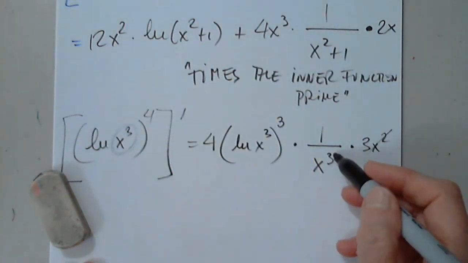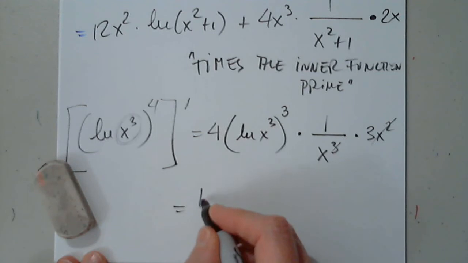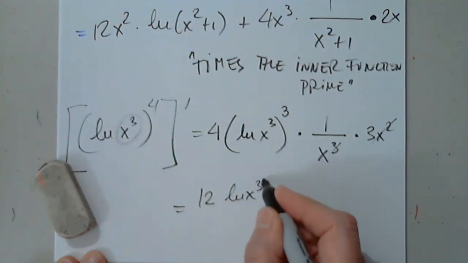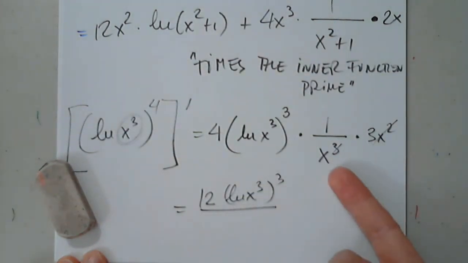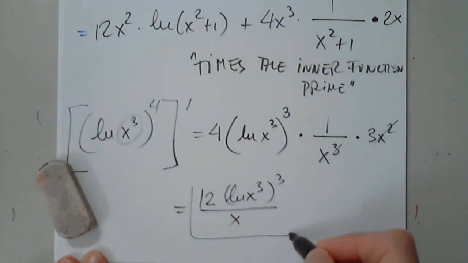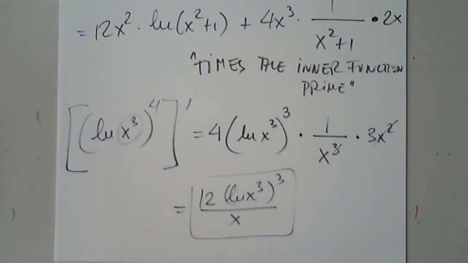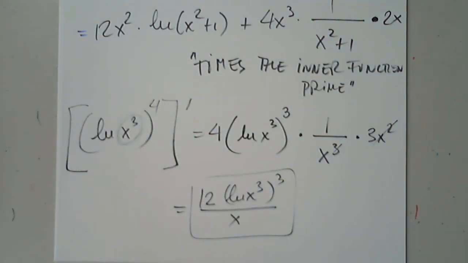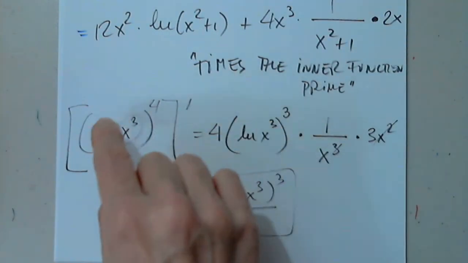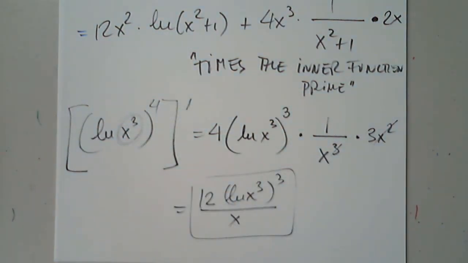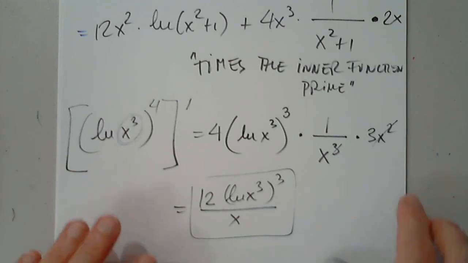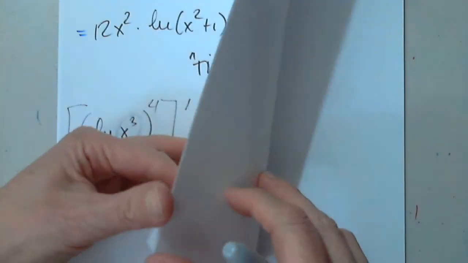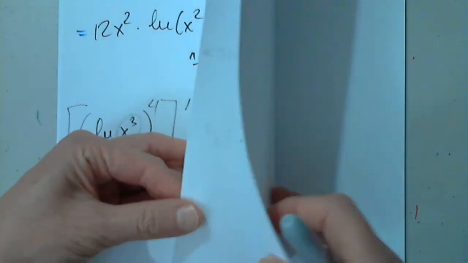So you will simplify a little bit. So you will have 12 natural log of x cubed to the 3rd power over x. Leave it alone. Too many inner functions. Yes. 1, 2, 3. We always start from the outer further to the inner. Very good. Okay, one more, and we move on to the next topic so we can touch up on everything.